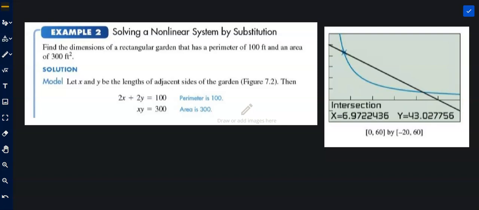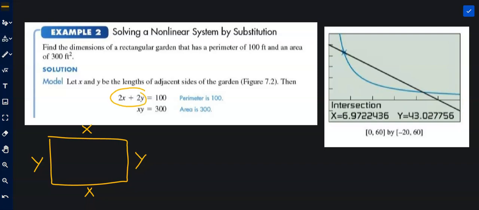Find the dimensions of a rectangular garden that has a perimeter of 100 feet. Now, perimeter, how do we find that? You add the sides together. If we have 2 x's and 2 y's, and we add all the sides together, that's how we got 2x plus 2y. And they told me that the perimeter is 100 feet.